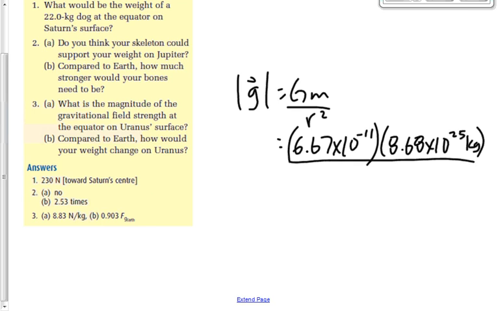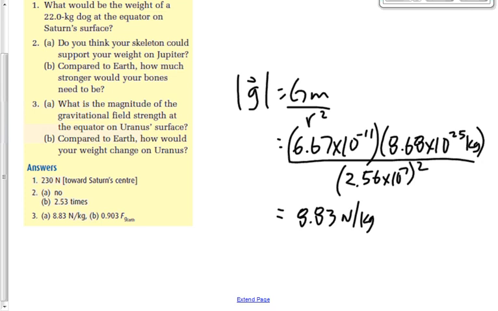And what's the radius of Uranus? What's the radius of Uranus? 2.56 times 10 to the 7, squared. That's a big radius. Let's do the math there. When we do, we should get 8.83. They've got the units measured in newtons per kilogram. We could write it in meters per second squared. It doesn't really matter. It's the same thing.